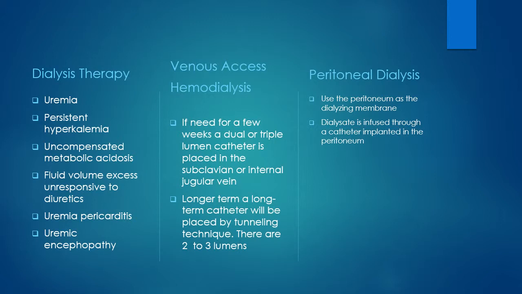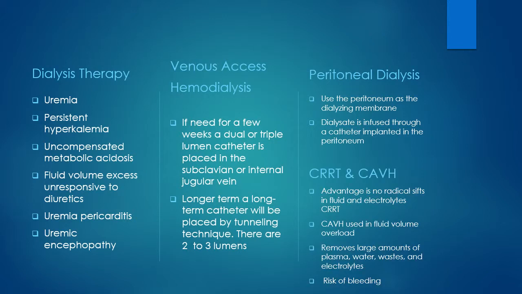Peritoneal dialysis is the use of the peritoneum as the dialyzing membrane. Dialysate is infused through a catheter that is implanted into the peritoneum. Then there is the possibility of continuous renal replacement therapy and continuous arteriovenous hemofiltration. The advantage is there are no radical shifts in fluid and electrolytes in CRRT, and then CAVH is used in fluid volume overload, and it will remove large amounts of plasma, water, waste, and electrolytes, but there is a risk of bleeding.